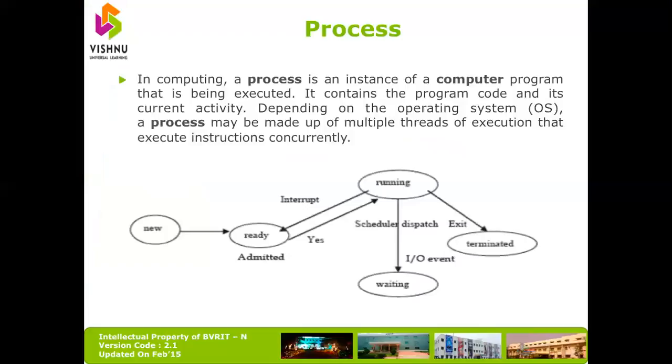What does a process actually contain? The process contains the code and the activity of it. Activity means the data, or the state in which the process is persisting. Now, it depends on the operating system whether the process is considered a single process or is allowed to run by multiple users at the same point of time, like multi-threading.